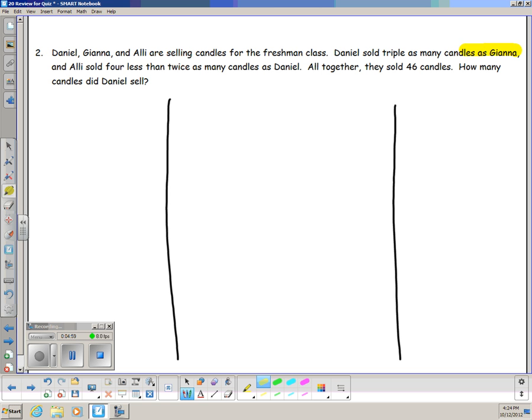I want to stop reading at Gianna because there's a piece of information there. I've hit a comma. Okay, that's one of the tools we look to see where we can stop reading. Daniel sold triple as many candles as Gianna. Gianna comes at the end of the sentence, so x will be assigned to the number of candles Gianna sold.